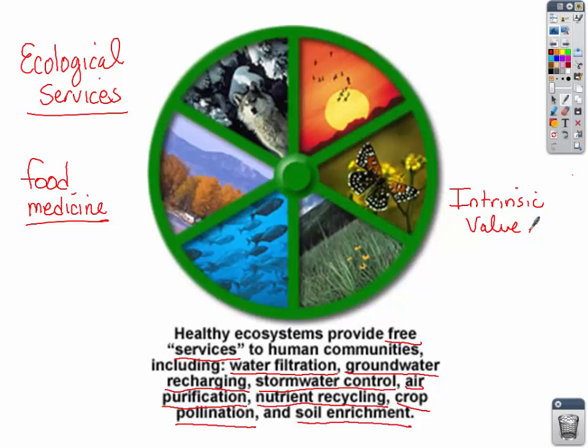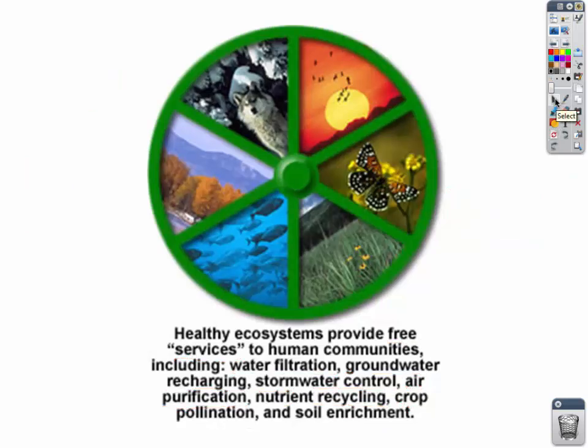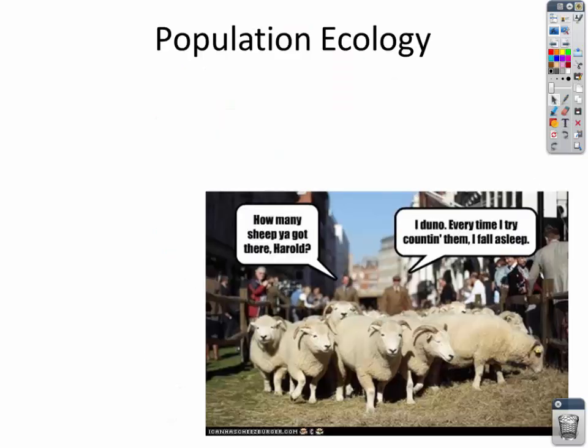As we continue this discussion, I hope that you've been building an appreciation for biodiversity and wildlife, and in this case, the services it provides us. So let's talk a little bit about population and population ecology. How do we determine the population of a species, whether it be plants or animals? There's basically two ways.